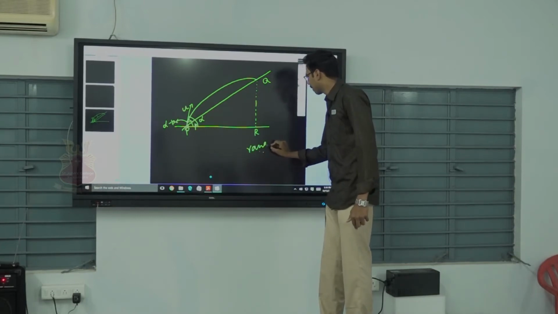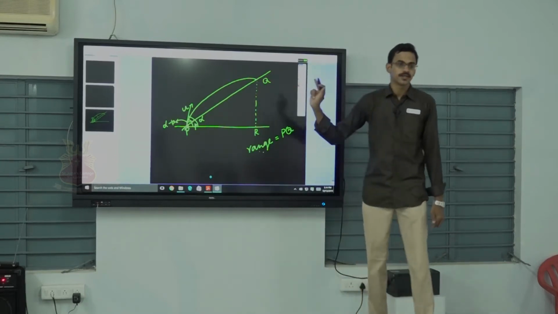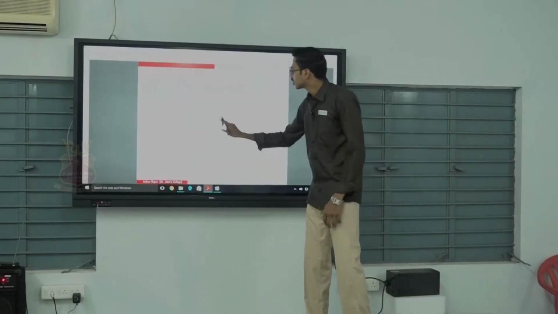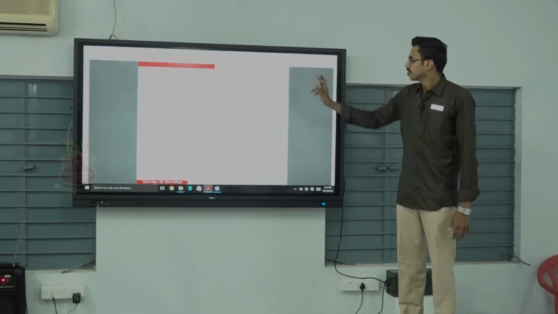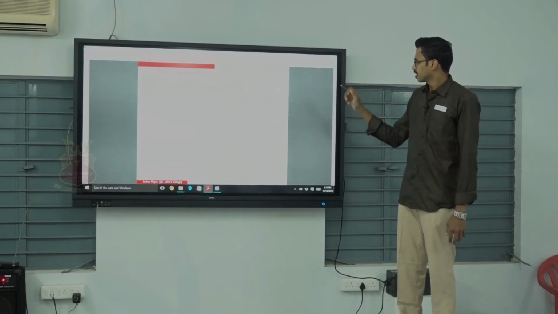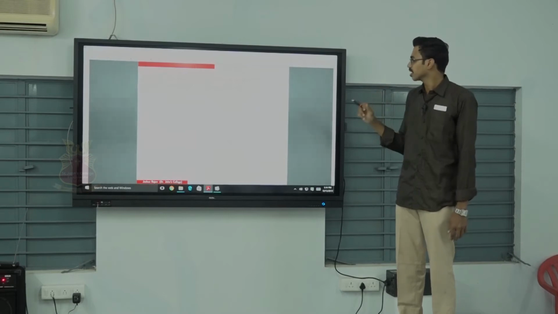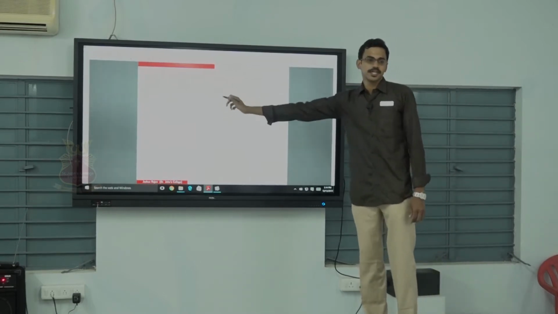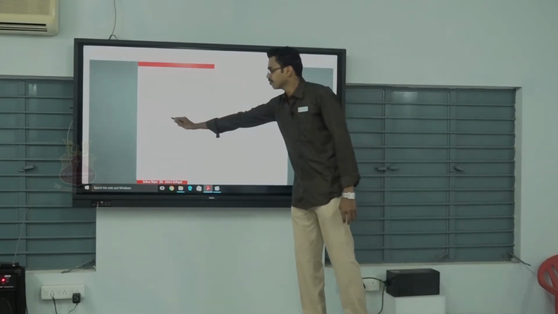Range is nothing but PQ. So we want to calculate the distance PQ. As usual, in the figure we note P as the point of projection, and the particle strikes the inclined plane at Q. Then what is the range? It is nothing but PQ. For simplicity we take PQ as some R. Now we want to find the value of R.